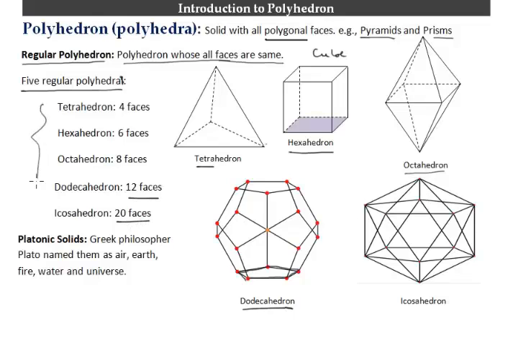So there are only these 5 polyhedra possible which are regular, and these 5 solids are called Platonic solids, after the name of the Greek philosopher Plato, and he named these polyhedra as air, earth, fire, water and universe. So in summary, polyhedra are 3D objects or solids whose faces are all polygonal. In later slides, we will learn how to find the volume and surface area of polyhedra.